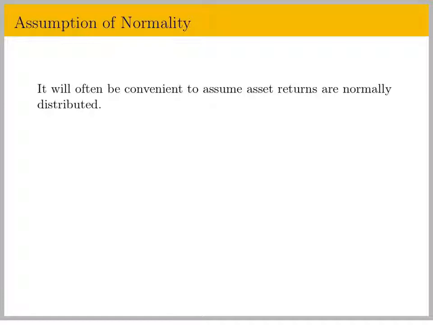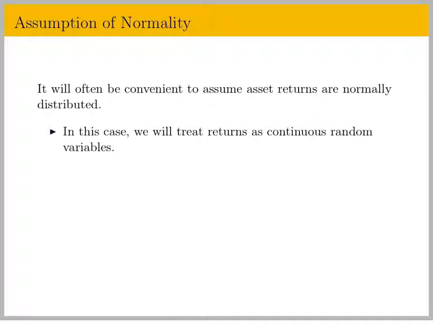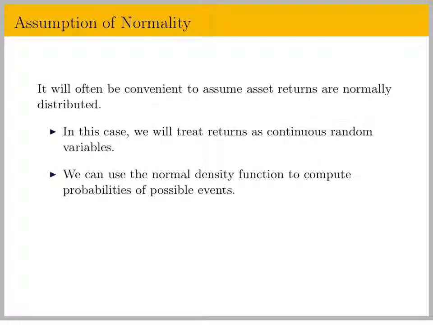Now, it will often be convenient for us to assume that returns are normally distributed, that is, that they are distributed according to a normal random variable distribution. So in this case, clearly, returns will be continuous random variables, at least we will be modeling them as such. And we will then be able to use the normal density function to compute probabilities of possible events.